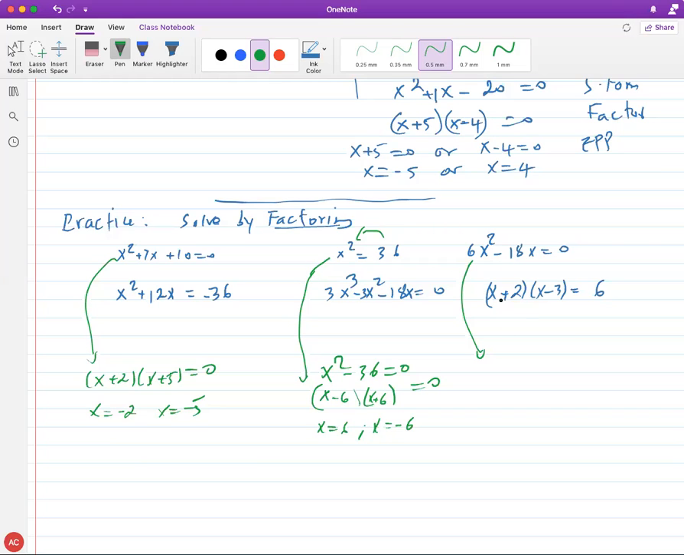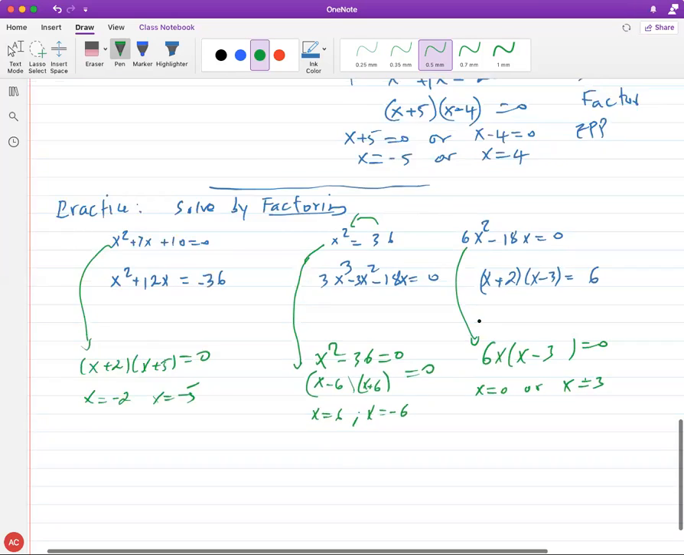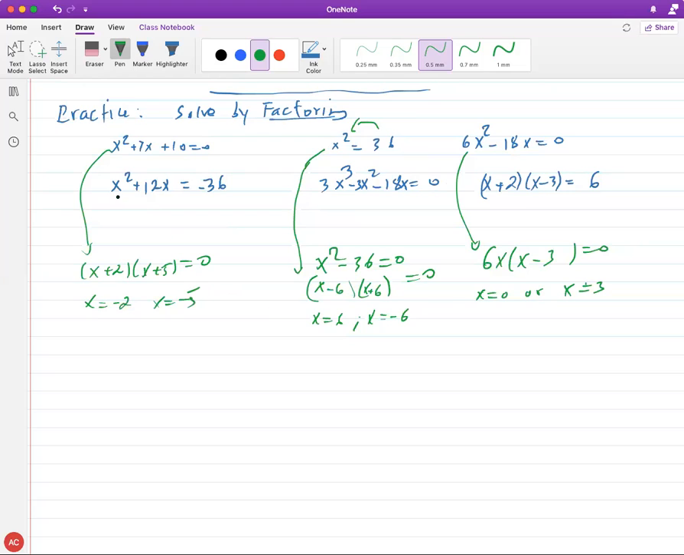And here? Factor first, what's the GCF? 6x. And x times x minus 3. That means x is 0 or x is 3. Very good. And now let's look at this one. What do you do first? Turn it into standard form. Right, into standard form. That's right.